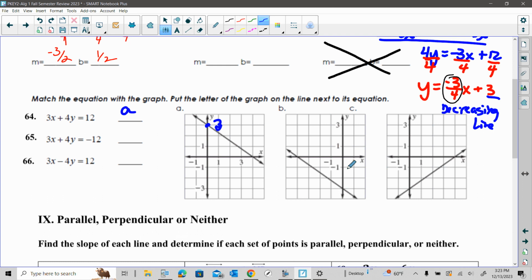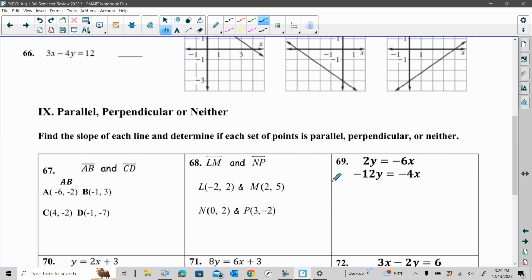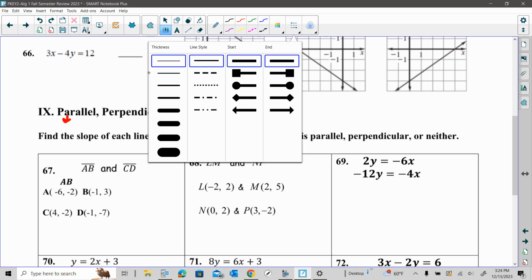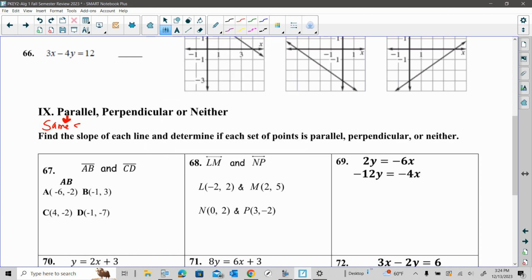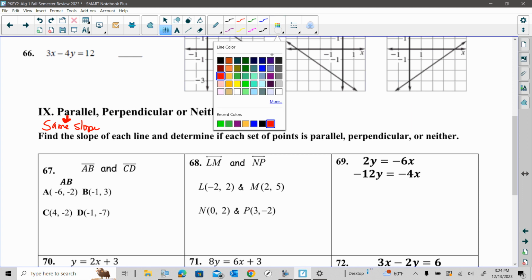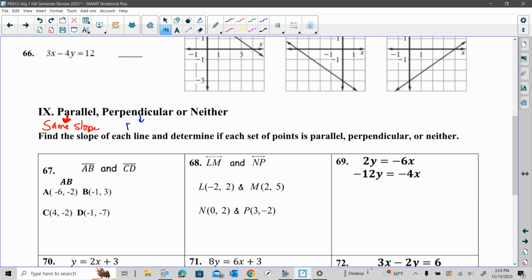Okay, and so our last section that we covered in our unit 4 is understanding parallel, perpendicular, neither. So we should know if it's parallel, we are looking for the same slope, same number. Okay, same slope. Same number. If it's perpendicular, we want to see the number flip, and there's 2 things, the number flips and the sign changes. Okay, and then if it's neither, it means it's not one or the other.